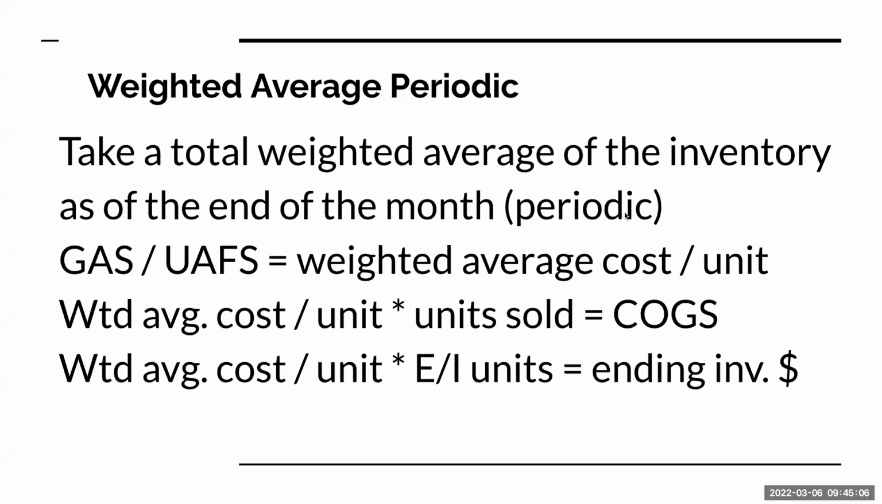What we're going to be doing is what it says. We're going to take a total weighted average of the inventory as of the end of the month. We take our goods available for sale, divide it by our units available for sale. This gives us a weighted average cost per unit. Once we have that, we multiply it by the units sold. That's what determines cost of goods sold. Then we multiply it by ending inventory units to get our value of ending inventory.